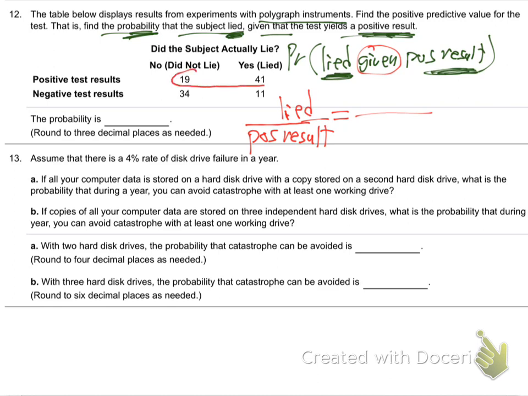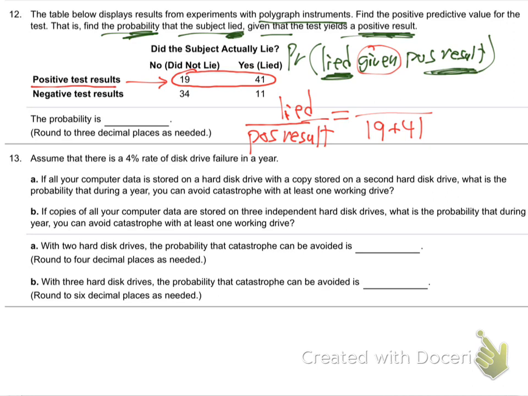All those people, you got all of them? Right? Because positive test results. Some did lie and some did not, but they all got a positive result out of the machine. The machine said they're lying for all those people, right? Those are all the people that got a positive result out of the machine.